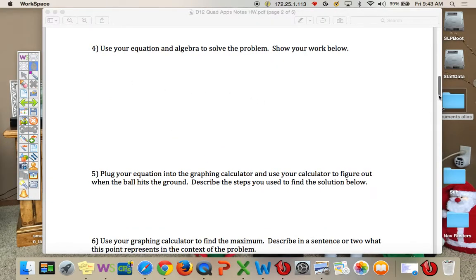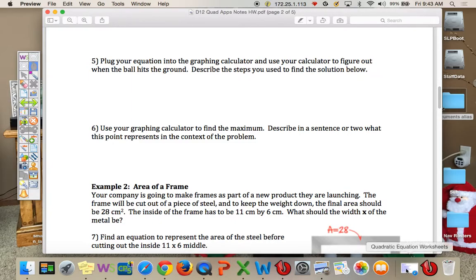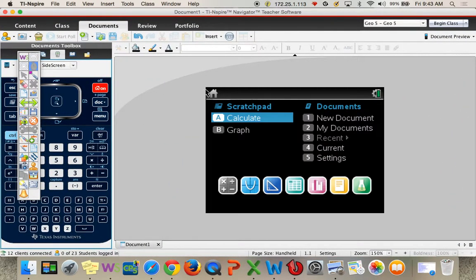Plug your equation into the graphing calculator and use your calculator to figure out when the ball hits the ground. All right, so let's open a new calculator page.